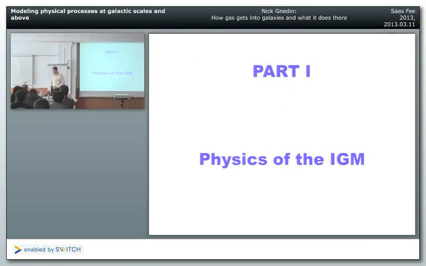I roughly divided it into 5 different parts. The first one is the IGM, the second one is the CGM, the circumgalactic medium, then the ISM, and star formation feedback. But the boundaries between those topics are kind of vague. So we start with the IGM.